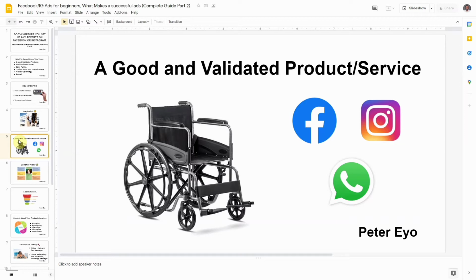Now let's look at validated. You have to validate your idea first before you use paid advertising, before you go on to run your Facebook and Instagram ads. And one way to do that is to use organic traffic.